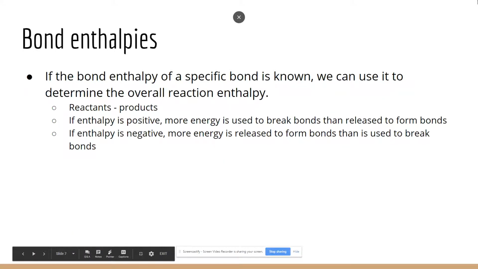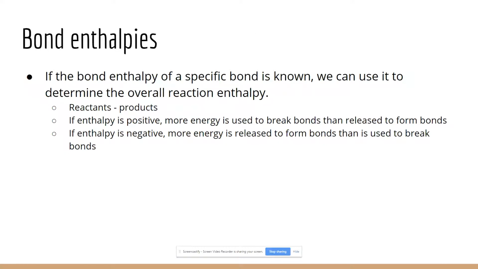Pause here. All right, so now we're switching gears and talking about bonding again. This is related to what we did in chapter 6. Sometimes bond enthalpies of specific bonds are going to be known, and then we can use them to determine the overall reaction enthalpy. This is in the same vein as using Hess's law or enthalpies of formation. Unlike Hess's law and enthalpies of formation, instead of doing products minus reactants, we do reactants minus products. The reason is because that gives us the correct sign. We need to add energy to break bonds, hence reactants being positive, and we need to release energy to form bonds, hence products being negative.